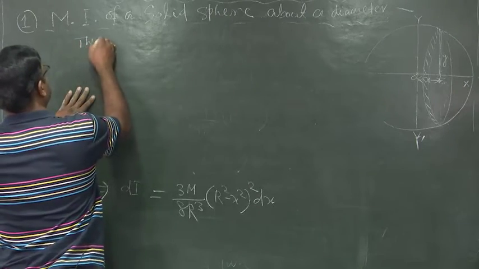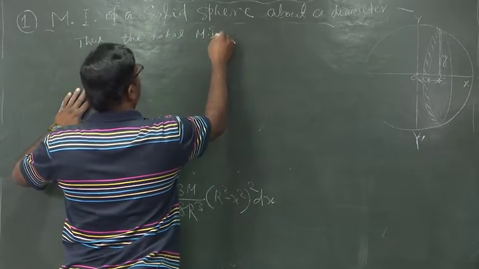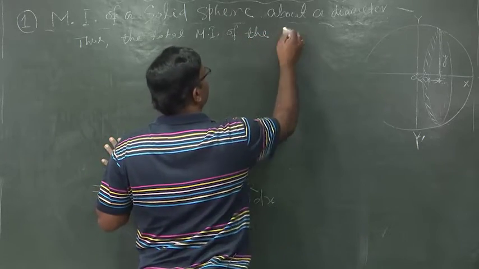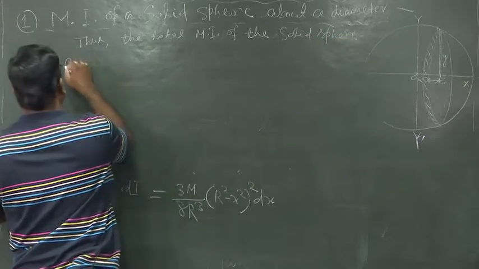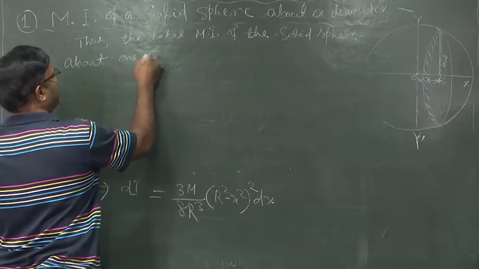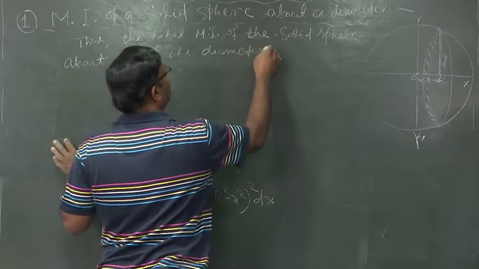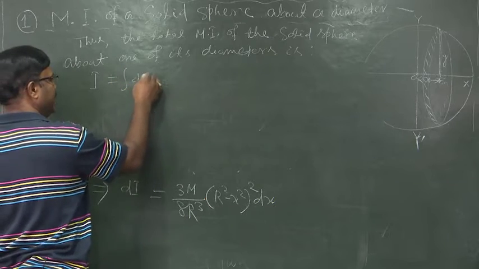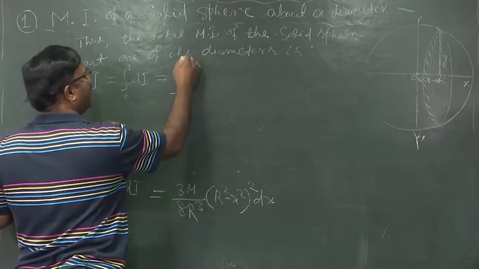Thus, the total moment of inertia of the solid sphere about one of its diameters is I equal to the integration of dI from 0 to I, which is equal to the integration from minus r to plus r.